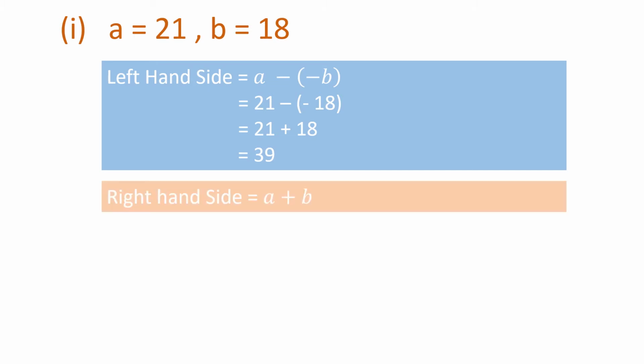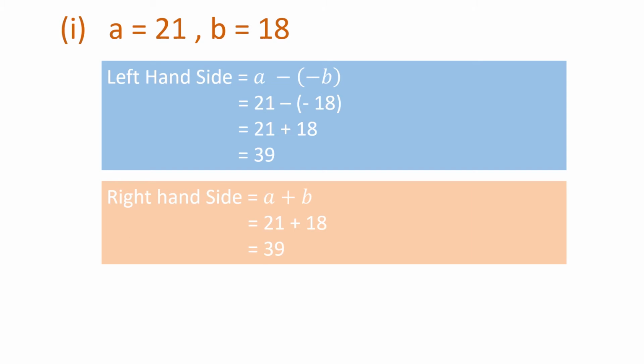The right hand side of the equation is A plus B. As you can see, the left side is A minus B, and the right hand side will be A plus B, right? So in A plus B, again we're going to substitute the values. A is 21 and B is 18 from the question. So let's substitute: 21 plus 18, clearly it is 39, right?